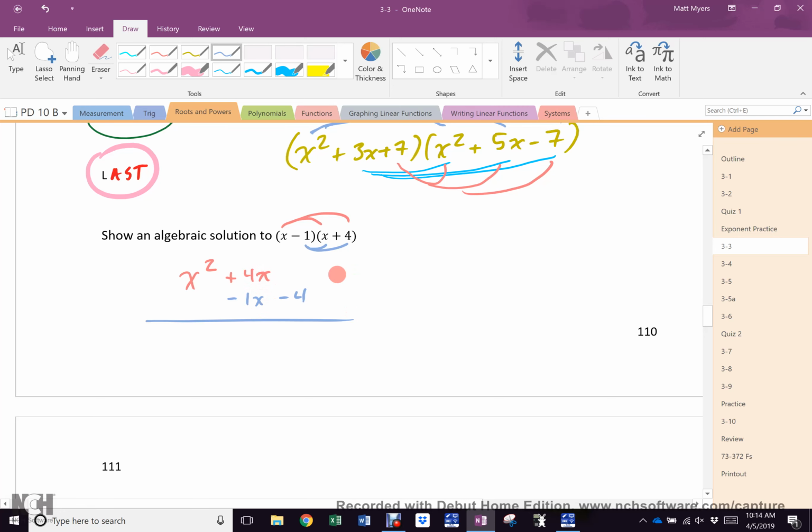Most of you are taught to write it all horizontally, which is a real pain when you got to do that one. But if you stack them, you can't do it wrong. X squared plus nothing, x squared. 4 minus 1, 3x. 0 minus 4, negative 4. Easy peasy lemon squeezy, yeah? Okay.